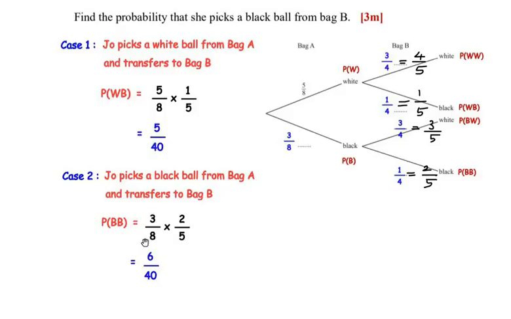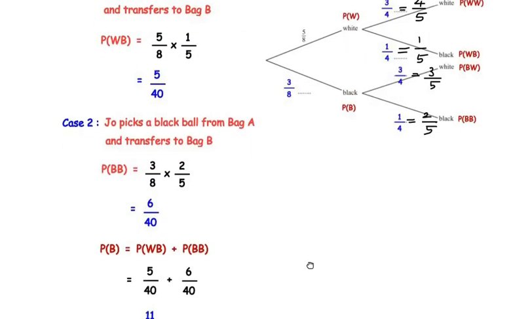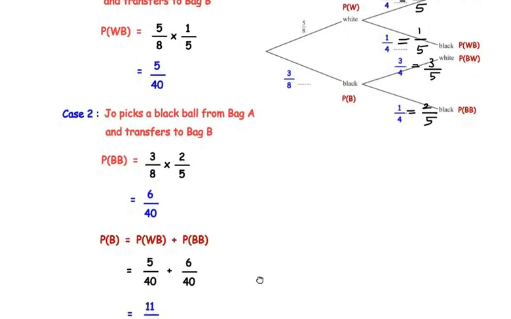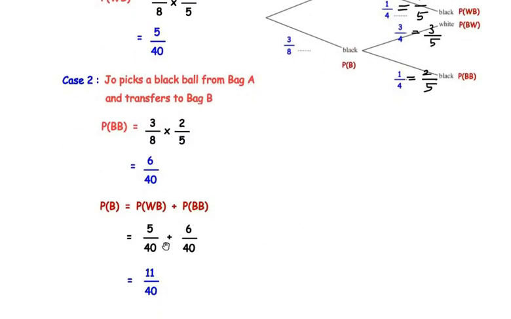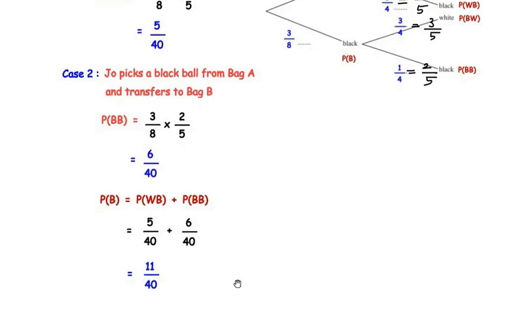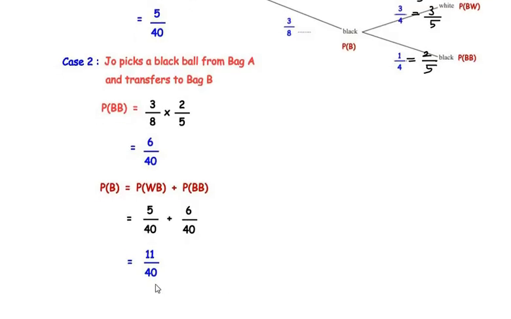So now the total probability is going to be the sum of these two probabilities. So here we get the probability of picking up a black ball from bag B is going to be equal to 5 over 40 plus 6 over 40. Now since the denominators are same, we can easily add the numerators, giving us 5 plus 6 as 11 over 40. So this is going to be our answer.